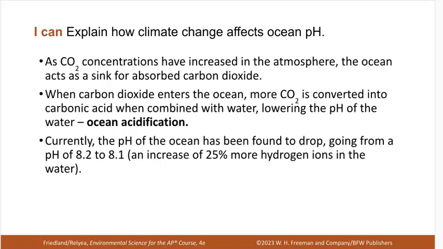Now, this may not seem like a big deal. That's hardly anything, except that's actually because of the way the pH scale works. It's about 25% more hydrogen ions in the water, so it is significant.